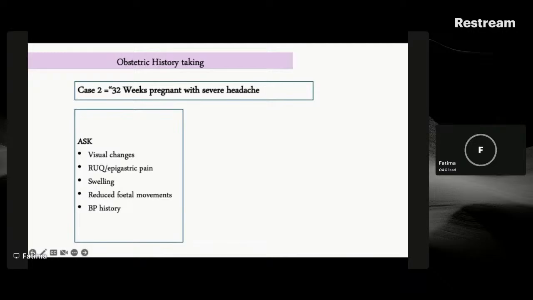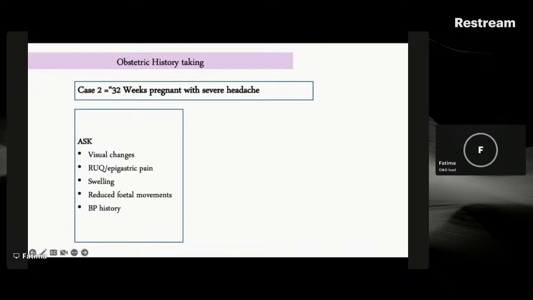That happens, that is a severe kind of preeclampsia. And you also ask about any facial or any hand swelling, because that can help identify if there's any fluid retention that is associated with hypertension and preeclampsia. It's also important to ask about fetal movements, because reduced movements might suggest placental insufficiency.